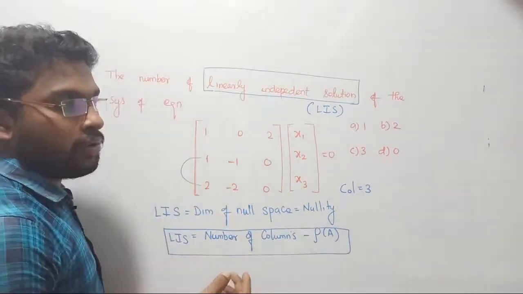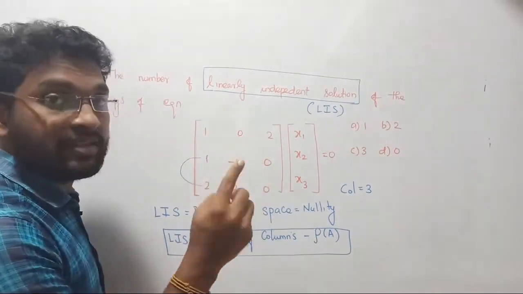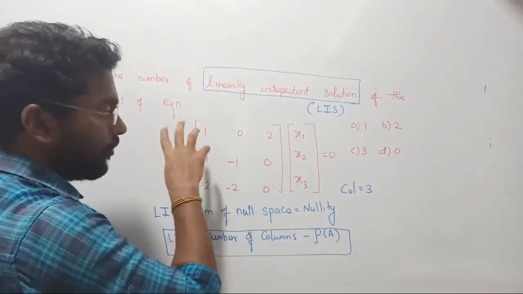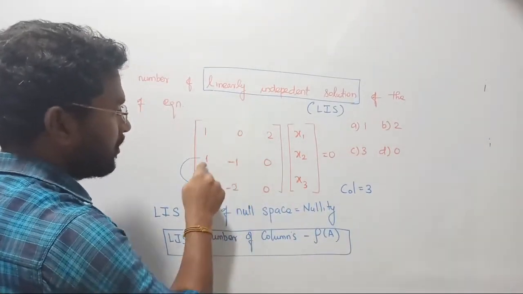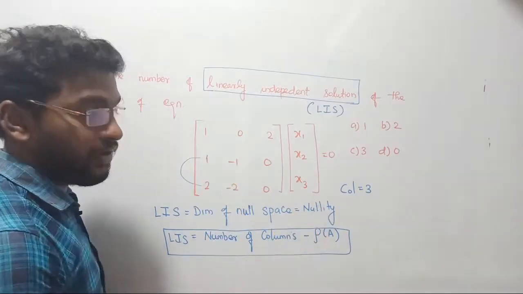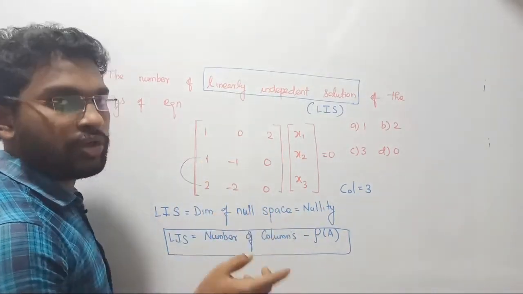If the rank is to be 2, at least one 2 cross 2 submatrix of this 3 cross 3 matrix must have a determinant not equal to 0, right? So if I take this 2 cross 2 matrix, I'm just finding the determinant. 1 into minus 1 minus 0, that is not equal to 0, I'm getting minus 1.